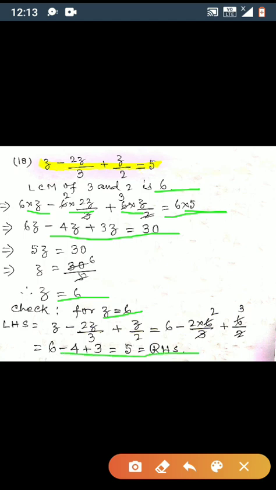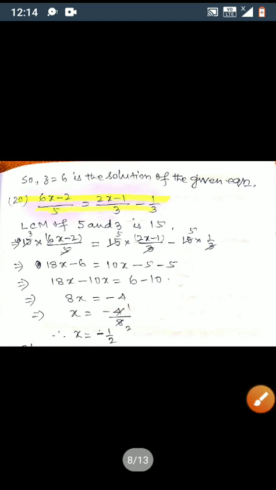Check. For z equal to 6, LHS equal to z minus 2z by 3 plus z by 2. So put the value of z equal to 6. So it can be written as 6 minus 2 into 6 by 3 plus 6 by 2. It can be written as 6 minus 3 times 2 is 6, 2 times 2 is 4, 6 minus 4 plus 2 times 3 is 6, plus 3 equal to 6 plus 3 is 9, 9 minus 4 equal to 5. So z equal to 6 is the solution of the given equation.